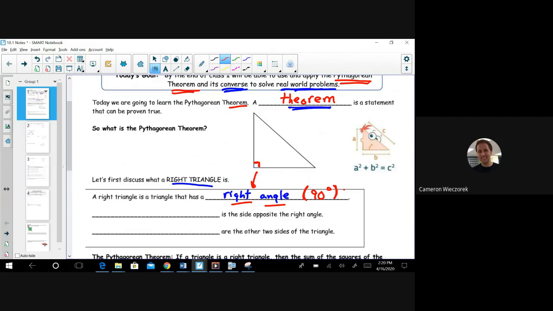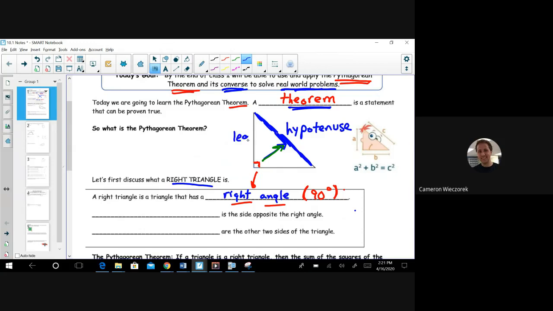Now, the different pieces of the right triangle. The side that's across from the right angle, I'm going to highlight it in blue. This long side right here is actually the longest side of the triangle. This is what we call the hypotenuse. Make sure you watch your spelling on that: hypotenuse. That's always going to be the side across from the right angle. What I always do is locate the right angle, draw an arrow across from it, and boom, I've got my hypotenuse.